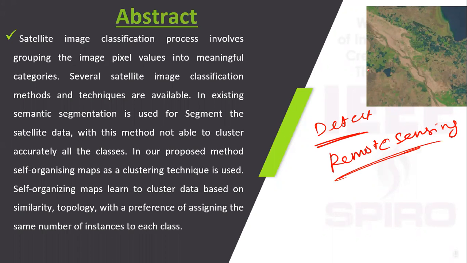Remote sensing is detecting the different areas from the images. Like these are the wet area, this is a green land, this is a water land. So these different areas will be segmented with the help of multi SVM.